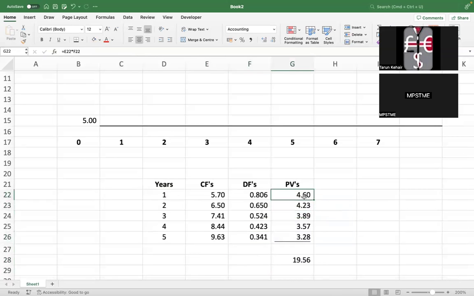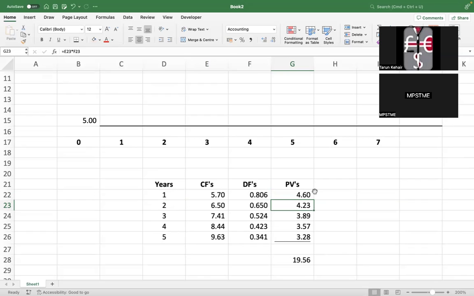Now, how did I get? What do you mean by this 4.6? So if the company pays me 5 rupees 70 paisa after 1 year as dividend, is the same thing as giving me 4 rupees 60 paisa today. Because I can invest this 4.6 rupees in my preferable investment and get 24% return, and it will grow to 5.7 after 1 year. Same way, giving me 6.5 after 2 years is the same thing as giving me 4.23 today. तो आज की टर्म्स पे मैंने सारा वैल्यूज को निकाल लिया.